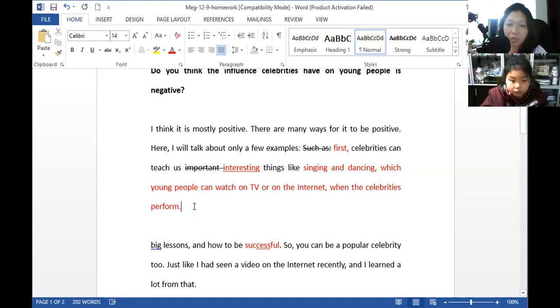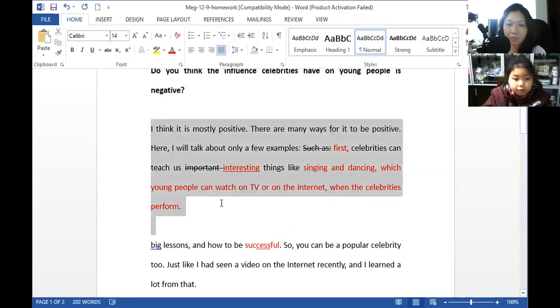So can you read your paragraph now? Read the whole paragraph beginning with I think. Okay, I think it is mostly positive. There are many ways for it to be positive. Here I talk about only a few examples, such as first, celebrities can teach us interesting things like singing and dancing, which young people can watch on TV, on the internet when the celebrities perform. Okay.